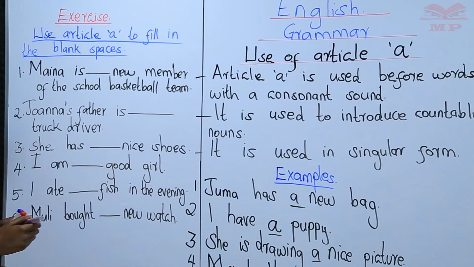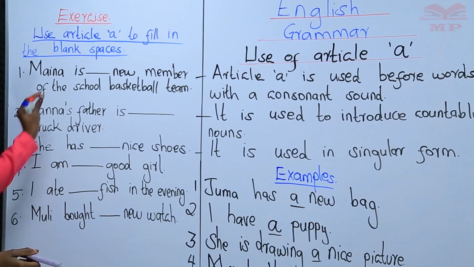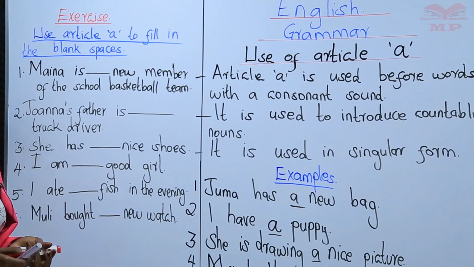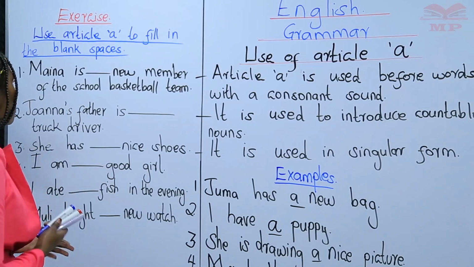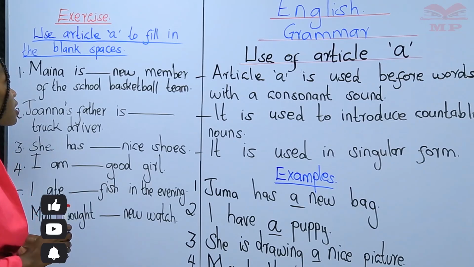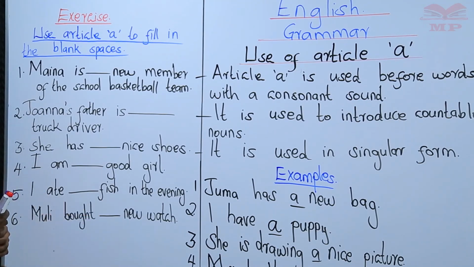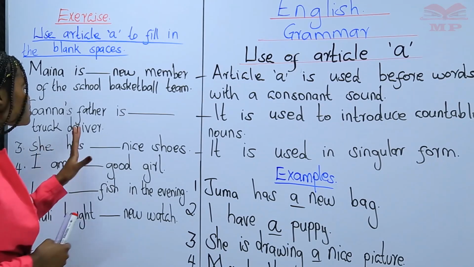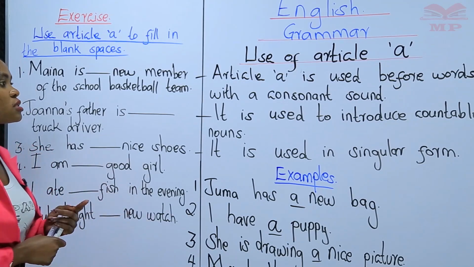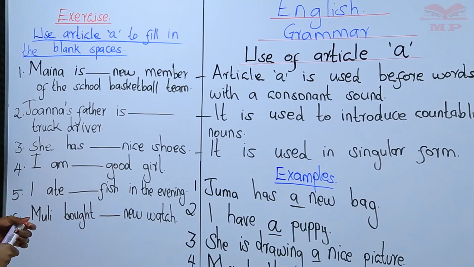So, we have 6 questions where you are required to use article a to fill in the blank spaces. Question 1, Maina is dash new member of the school basketball team. Question 2, Joanna's father is dash truck driver. Number 3, she has dash nice shoes.